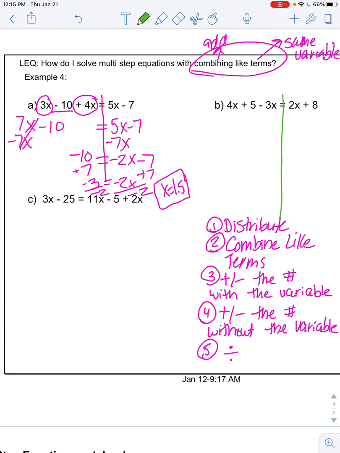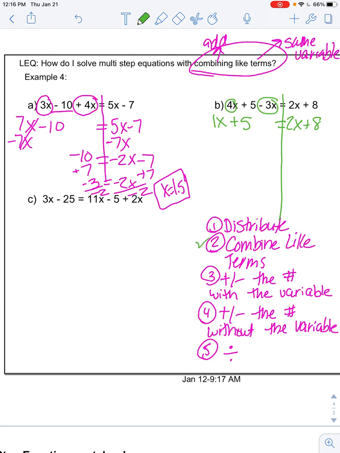Okay. Looking at B, 4x plus 5 minus 3x equals 2x plus 8. So looking at the left-hand side, I have 4x and negative 3x. I can combine those, 4 plus negative 3, to give me 1x. And then I can bring down my plus 5. On the right-hand side, I have 2x plus 8. There is nothing that can be combined, so I'm just going to rewrite it.